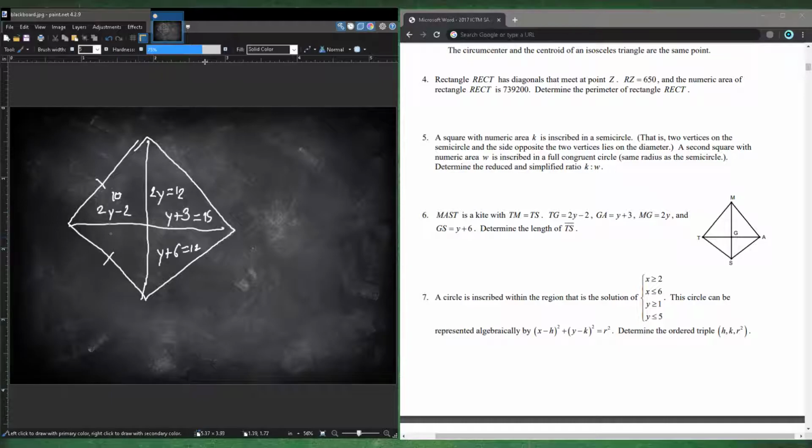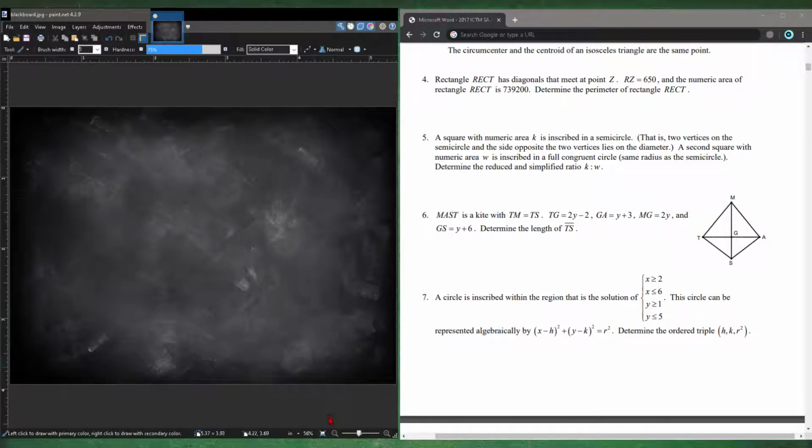Okay, so if we need to find side length TS, this side length, we just use the Pythagorean theorem because that's the right triangle. That's the definition of a kite, which is 10 squared, which is 100, and 12 squared, which is 144. That's 244. Now you square root that, square root 244, divide by 4 outside, so that'll be 2. Square root of 4 is 2, divide by 4 is 61. And 61 is prime, so your answer is just 2 square root of 61. Okay, and that's your answer for number 6.